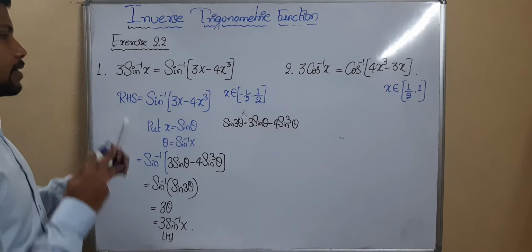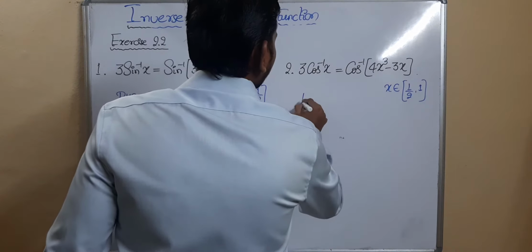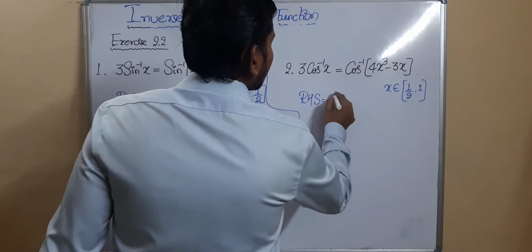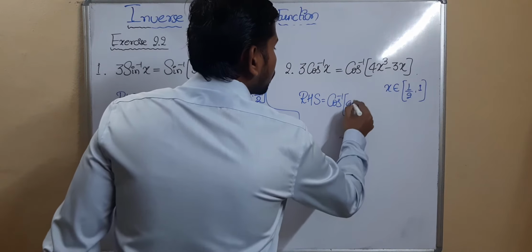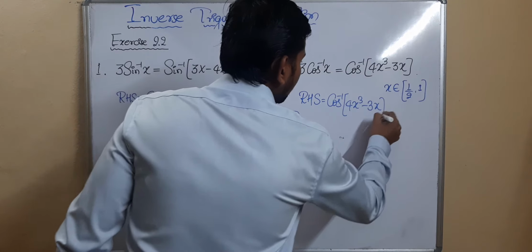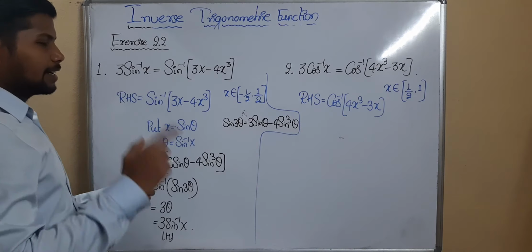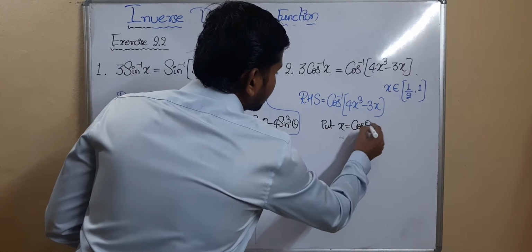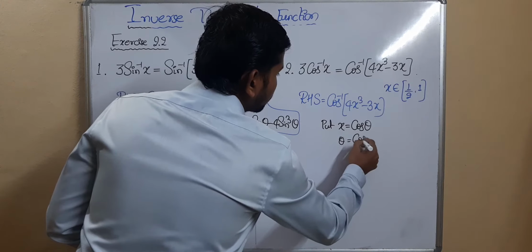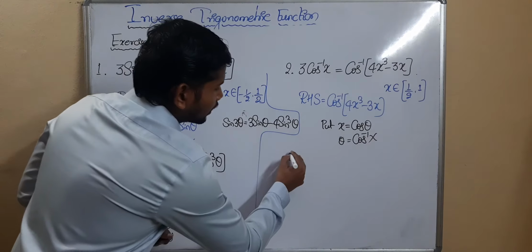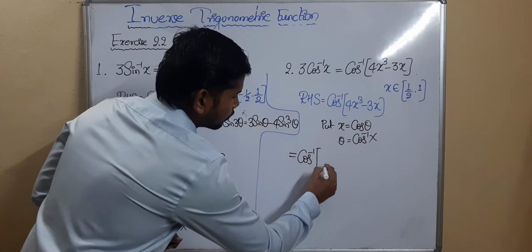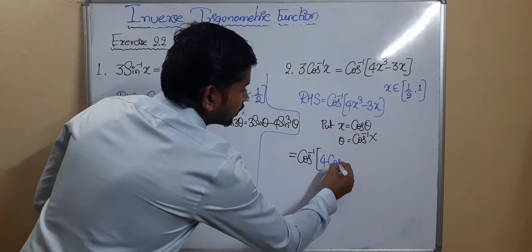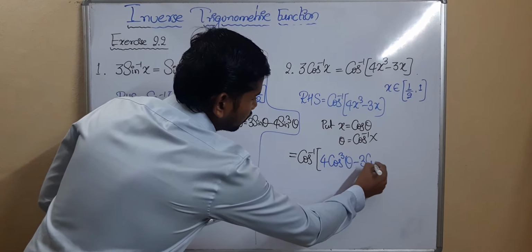In the similar manner, I'd like to solve the second one. What is the RHS part here? The RHS part in this one is cos inverse of 4x cube minus 3x. Now here, put x equal to cos theta. What is the theta value now? Cos inverse of x. Now I'd like to substitute cos inverse of, 4 let it be as it is, x value is cos theta. It will be 4 cos cube theta minus 3 cos theta.